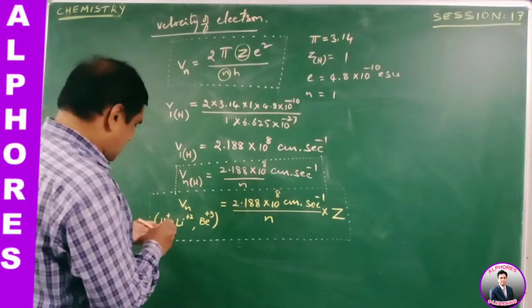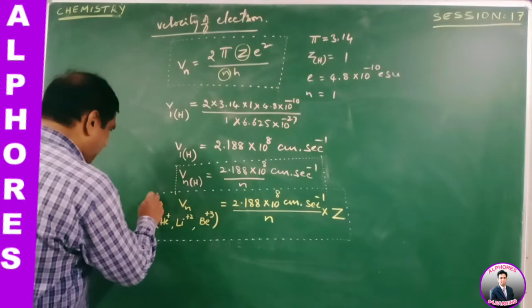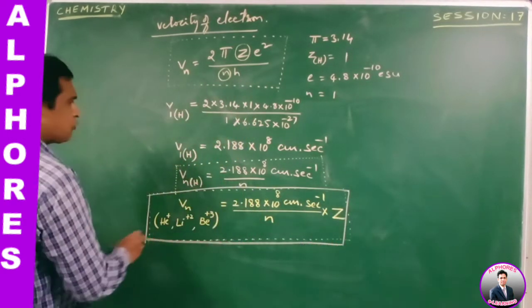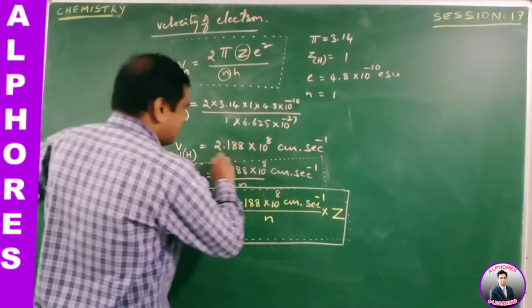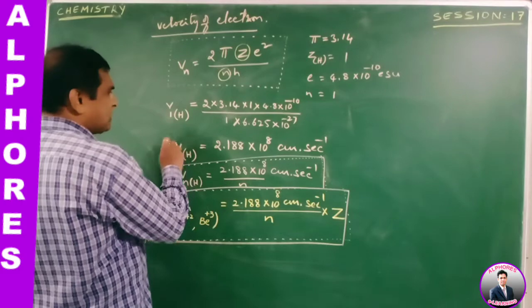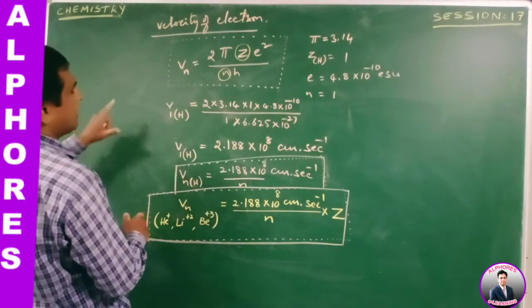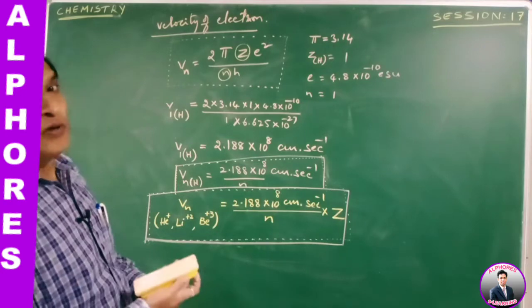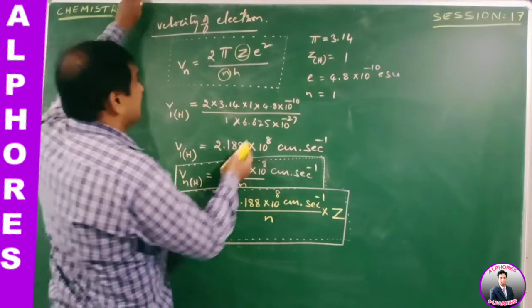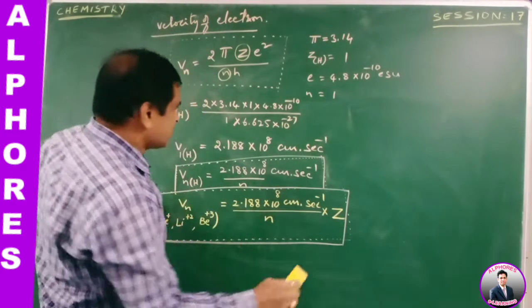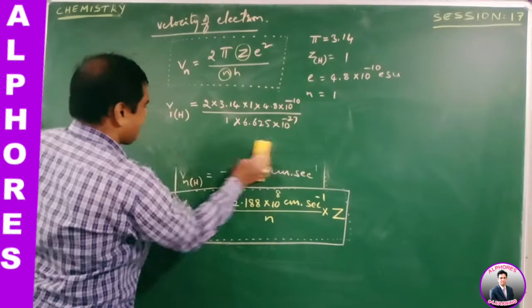The velocity in the nth orbit of hydrogen atom is done. This is the velocity of the electron in the first orbit of hydrogen atom. Velocity is completed. Now we are going to discuss the numerical based on this.